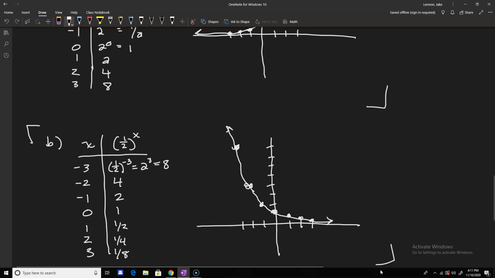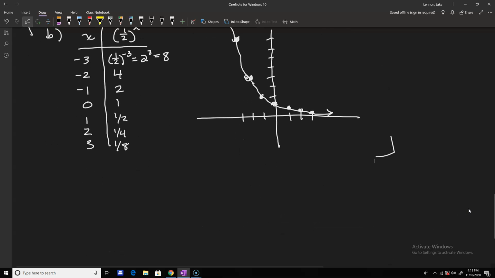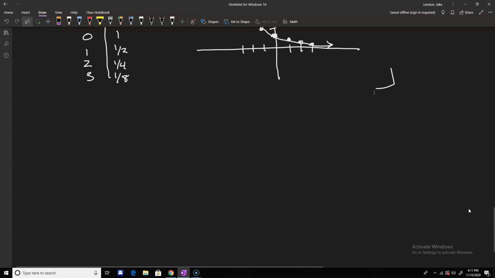So in general, for your exponential functions, even if they are translated in some way, those two pictures, albeit they could be kind of stretched or shrunk, are going to give you the general graphs of exponential functions.